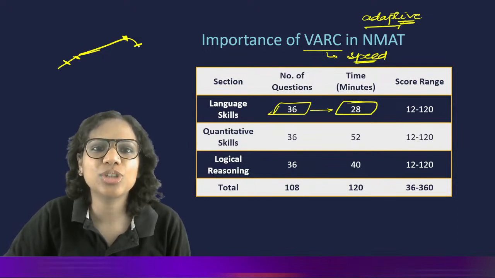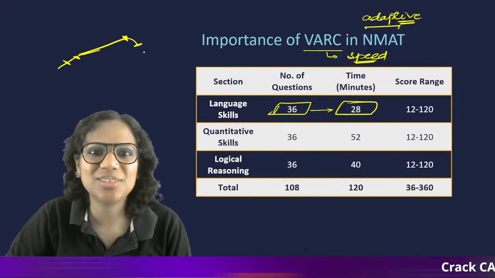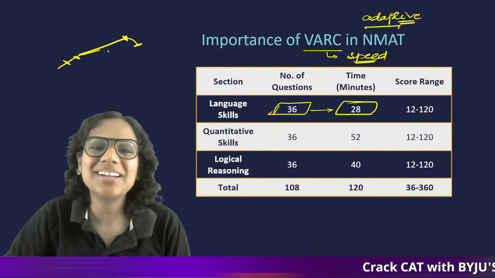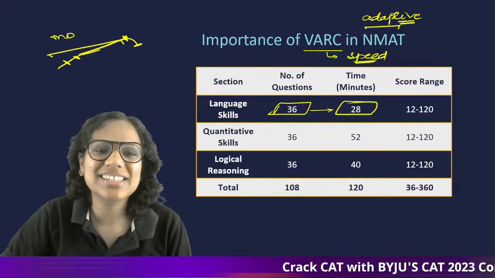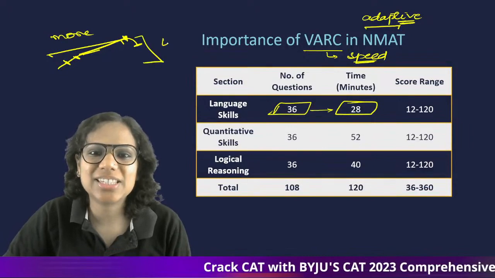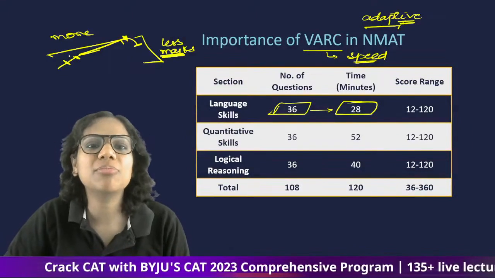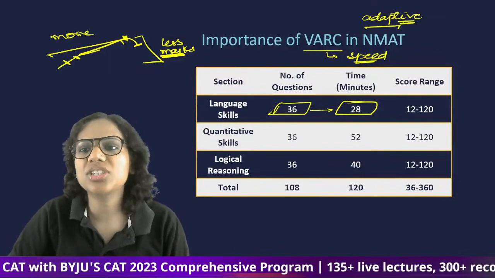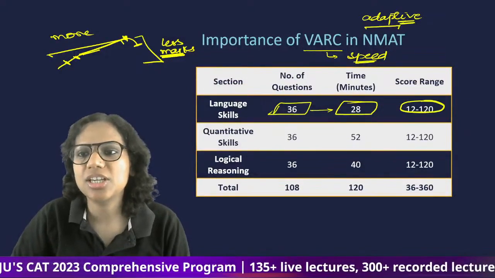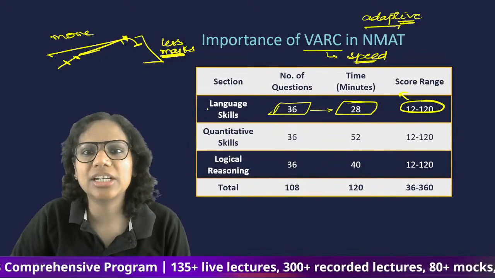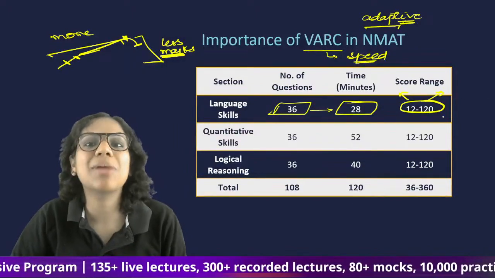So you must be thinking, oh, that's a good thing, I'm getting easier questions now. But these will carry more marks, whereas these will carry less marks. Now, NMAT authorities do not reveal how many marks each question carries. You just get score ranges here. 12 is the lowest score that you can get in language skills, and 120 is the highest. It's a band.